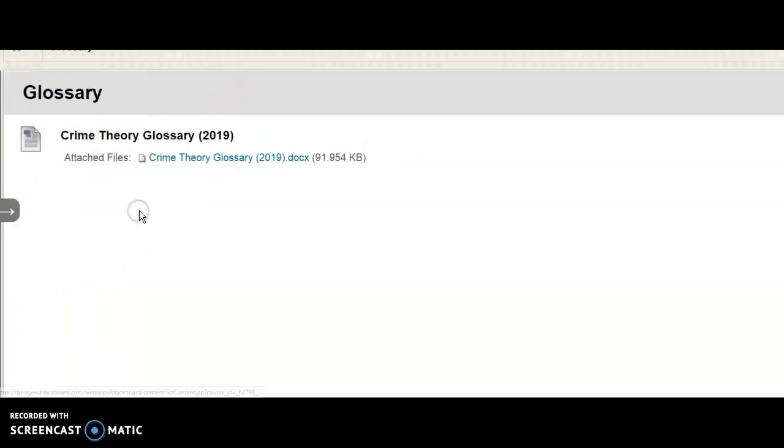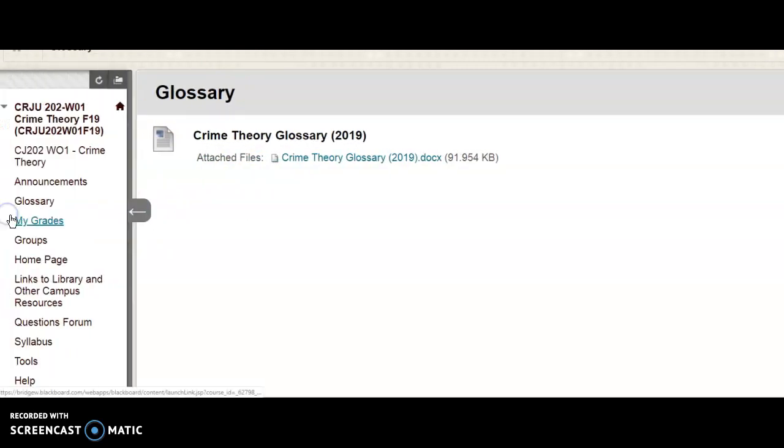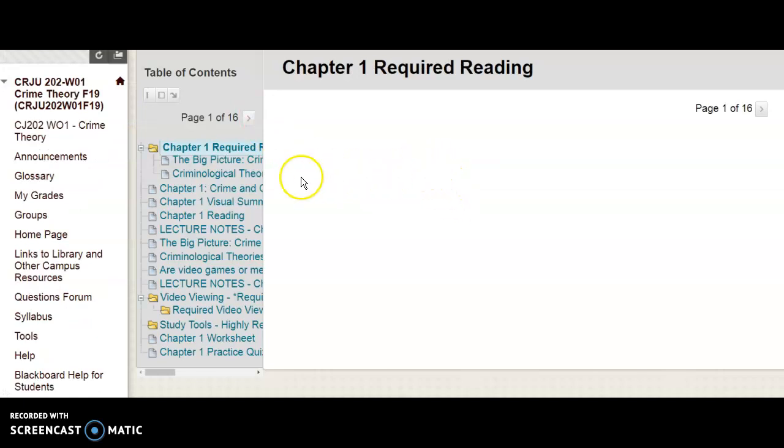I'm going to go back to Chapter 1. So pay attention to the language. Make sure you use the glossary, and please do not use any glossary online or otherwise other than your textbook or the one that is posted here.